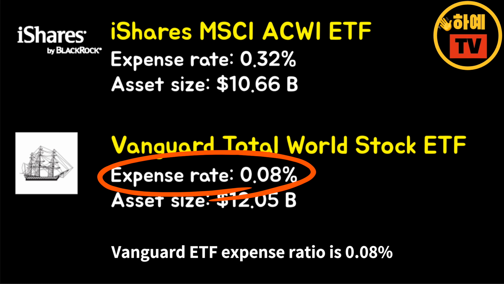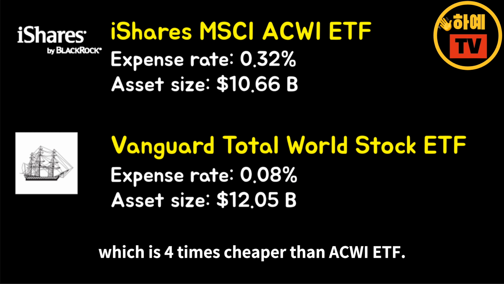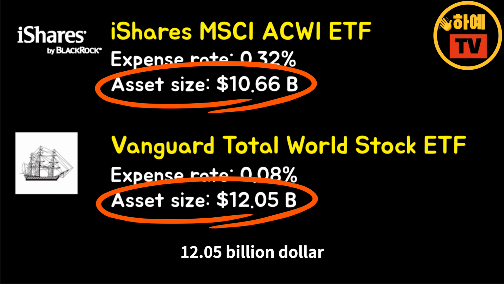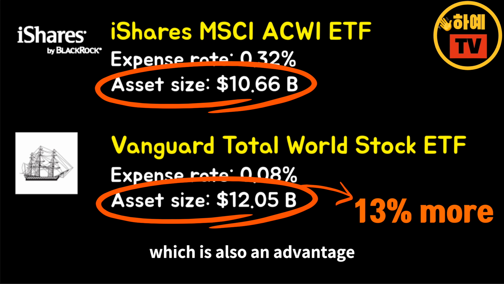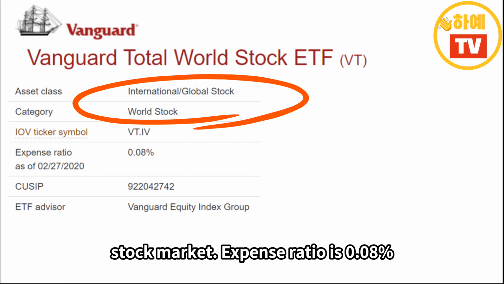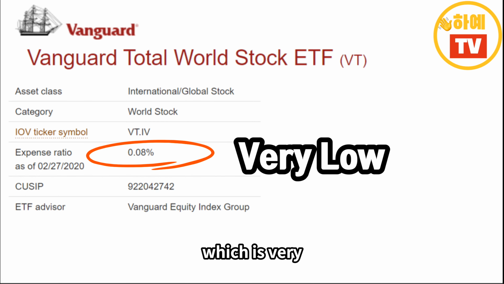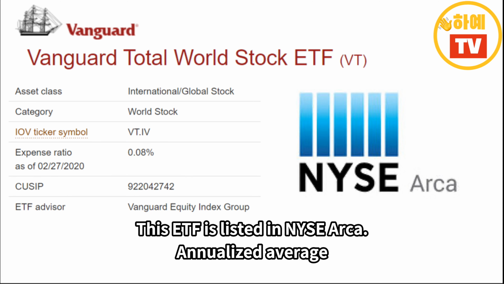The Vanguard ETF expense ratio is 0.08%, which is 4 times cheaper than the CWI ETF. And total assets under management is $12.05 billion, which is 13% more than the CWI ETF, which is also an advantage. As I just explained, this Vanguard Total World Stock ETF invests in the world stock market. Expense ratio is 0.08%, which is very low. This ETF is listed on NYSE Arca.